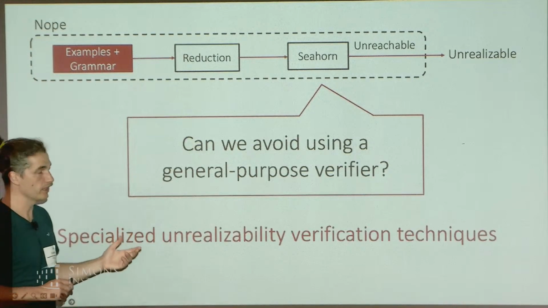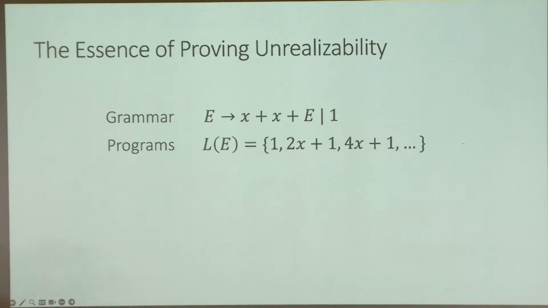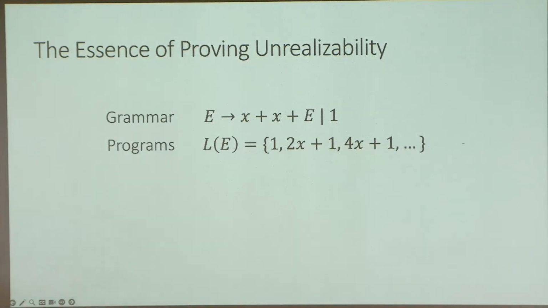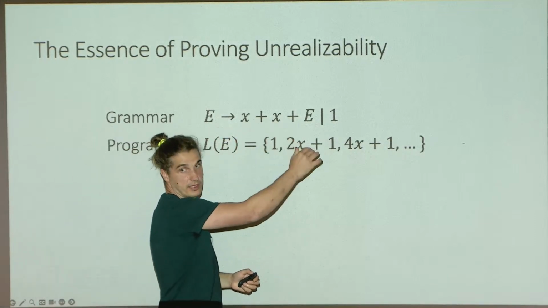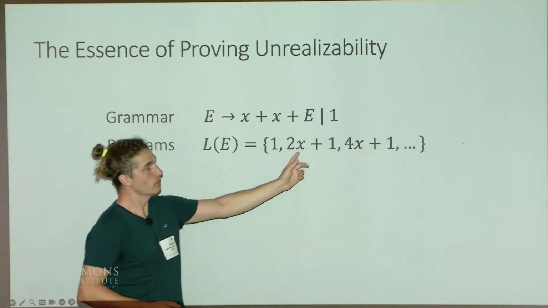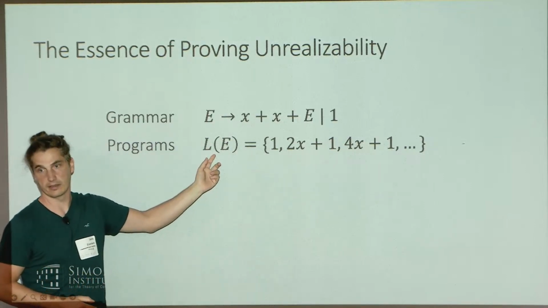So can we design something that is specific to this problem setting and doesn't use a CEGIS verifier? And so that's the next thing we did. The idea here is to build intuition about how you would prove that a set of expressions are all wrong. Let's say I have this grammar: x plus x plus x plus x plus x plus x plus 1. So it's basically 1, 2x plus 1, 4x plus 1. This is the language of all the programs in this set.